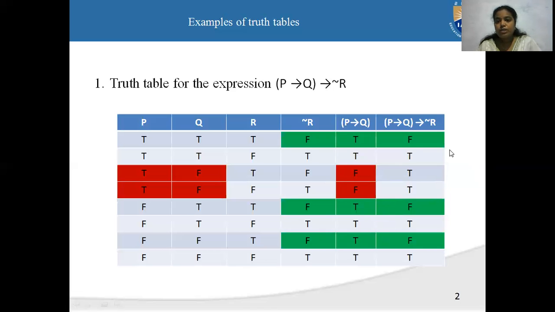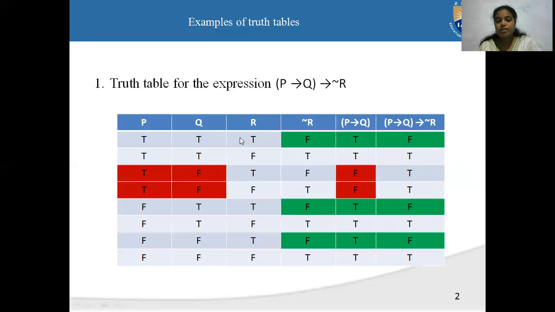So you have to observe the green color statements. Those satisfy the rule of the conditional: true follows false, then it is false. Here, in the red statements, you have to observe only the P to Q values. The P, Q, R combinations of the whole expression follow this green format.